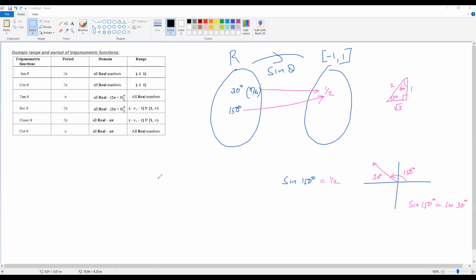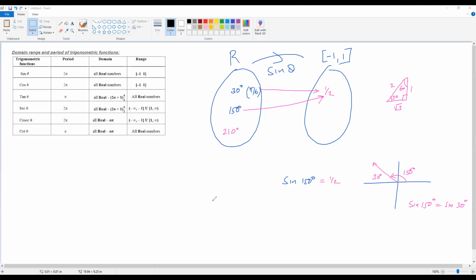So is it 1-1? No, because between 0 and 360 itself, you will get two values. Now what is the value of sine 210 degree? Students, tell me: sine 210 degree.